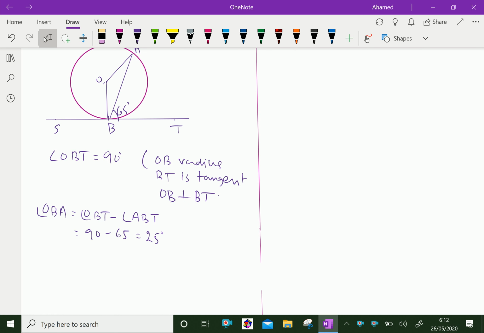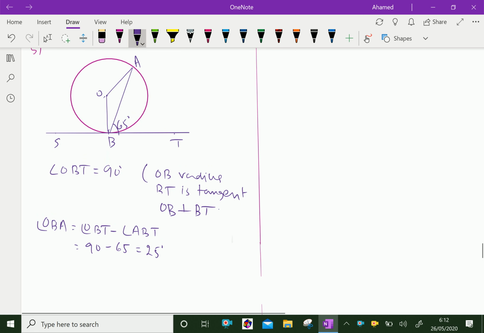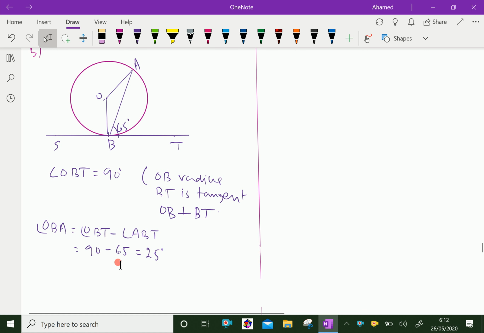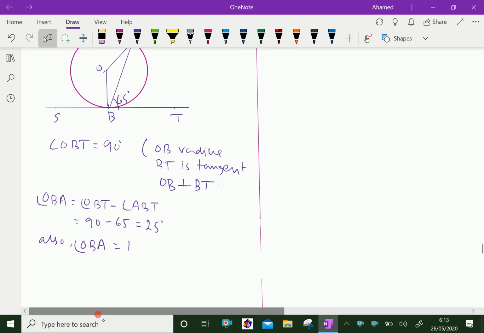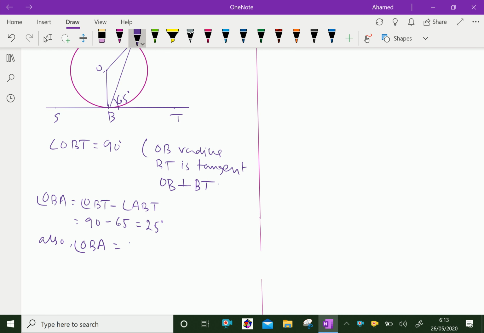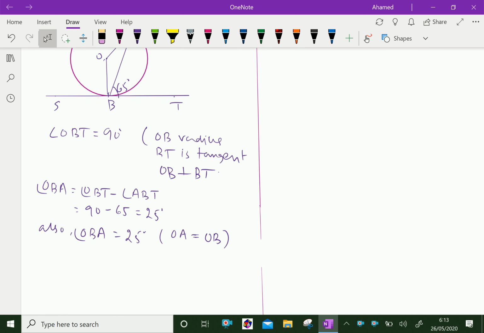Now, angle OBA is 25 degrees. Also, angle OAB is also 25 degrees since the triangle is isosceles, because the radii are equal. Therefore, OA equals OB. OA equals OB. Therefore, this triangle is isosceles. Base angles are equal.